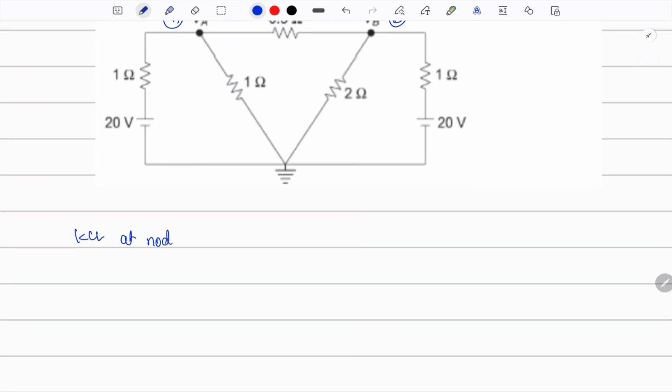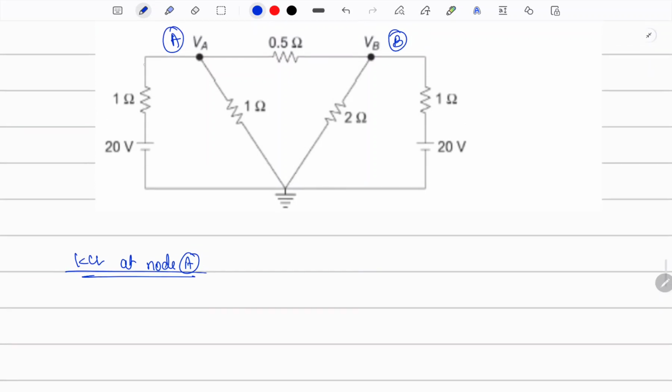at node A. Assume current I is coming in, I1 is going this way, and I2 is going this way. I2 again splits into I3 and I4. So at node A, I is equal to I1 plus I2. What is the value of I? I is 20 minus VA divided by 1. I1 value is VA by 1.